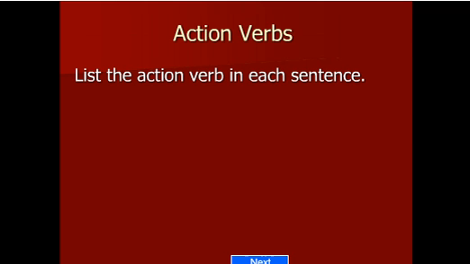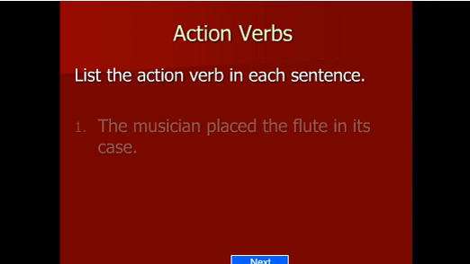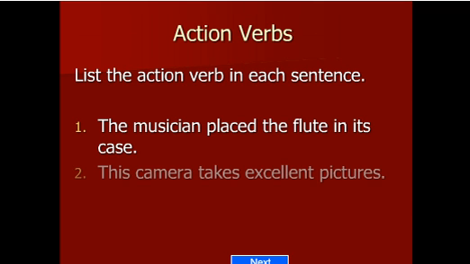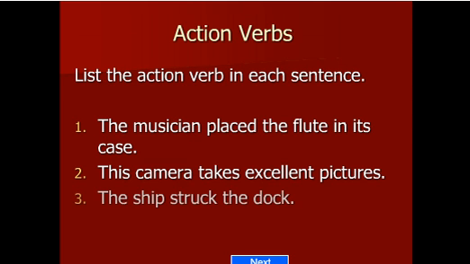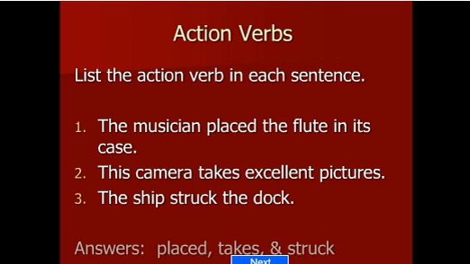So here you're supposed to list the action verb in each sentence. The musician placed the flute in its case. This camera takes excellent pictures. Have you decided on your verbs? The ship struck the dock. Your answers are placed, takes, and struck.